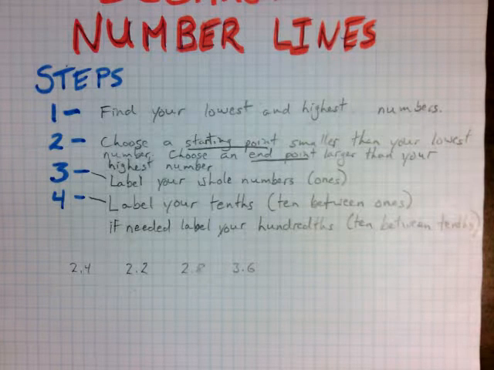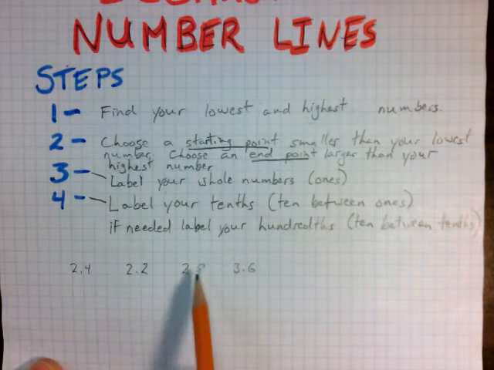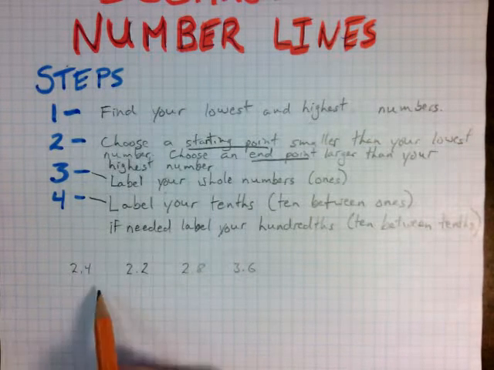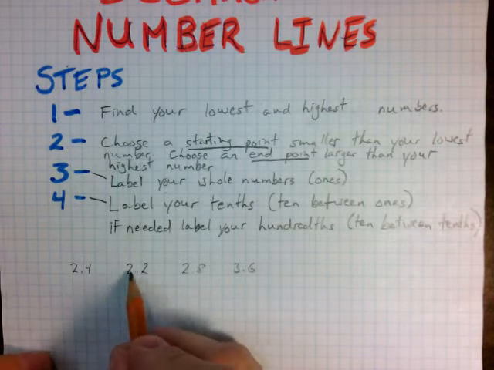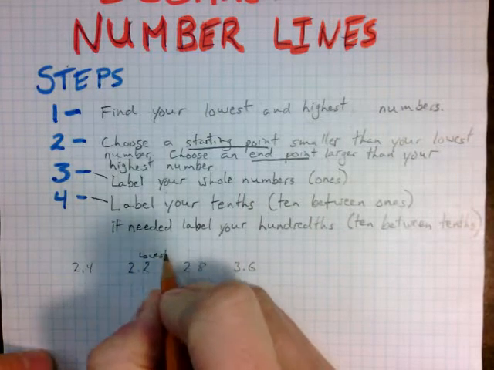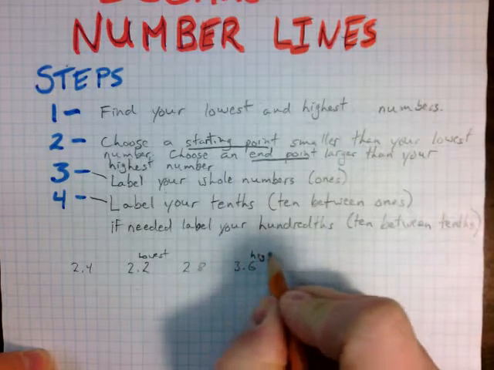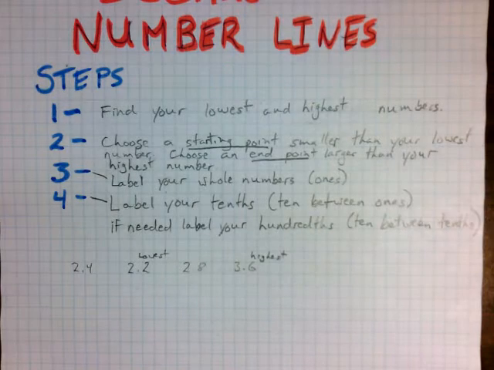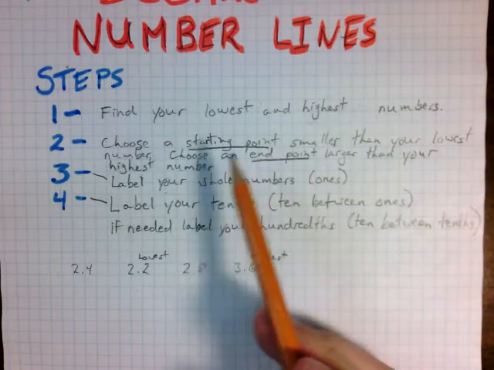So our first step is to find the highest and lowest number. So here's our first set of numbers. There's 4 of them. Looking at them, they're not in order. After a quick look, I know that this is my lowest. Okay, and this one here is my highest. So that was step 1, find your lowest and highest numbers.